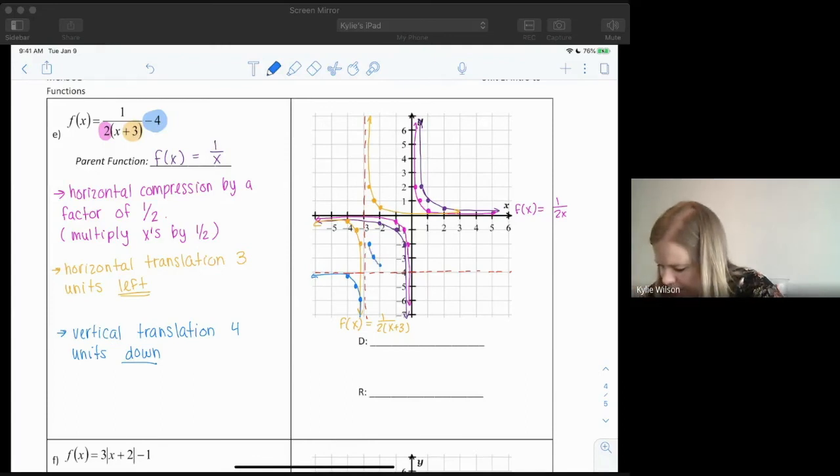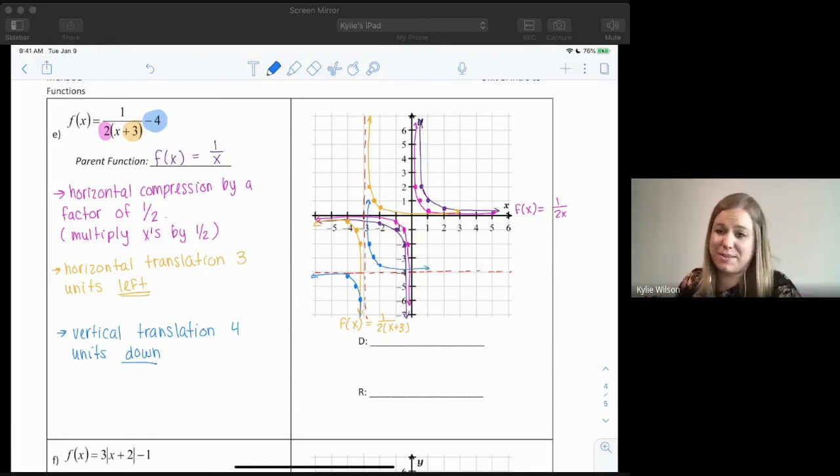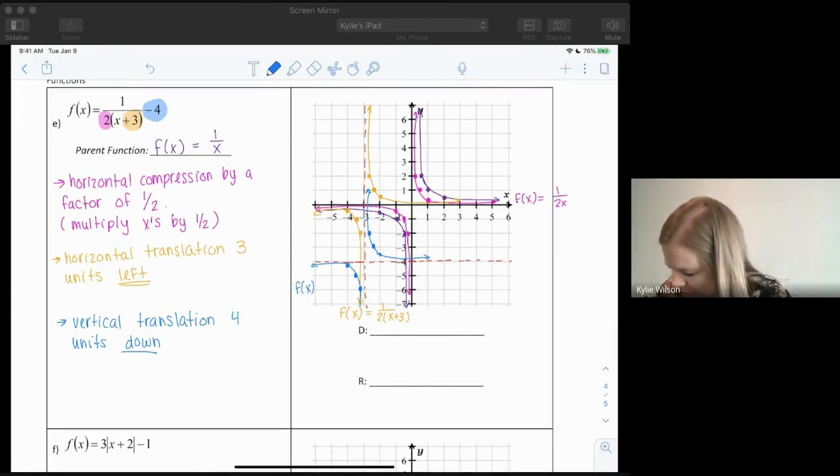And there is the other one. So again, these ones are by far the most confusing ones. I think after this, once we jump to absolute value, you'll feel like it makes so much more sense, at least the absolute value one. So we have f of x equals 1 over 2x plus 3, minus 4.